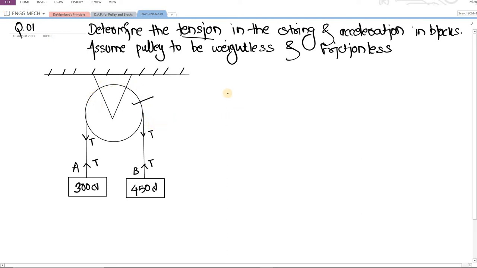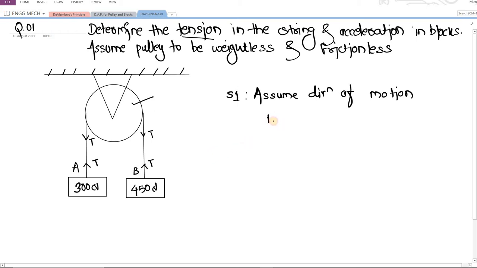Now step number 1, as we have discussed in the methodology in the last lecture, step number 1 is to assume direction of motion of this block. Okay, S1 is assume direction of motion. Now from the diagram it is evident that this 450 Newton block will go down and this 300 Newton block will go up because 450 Newton is obviously heavier than the 300 Newton block. But we have to just make this assumption that both these blocks go up.